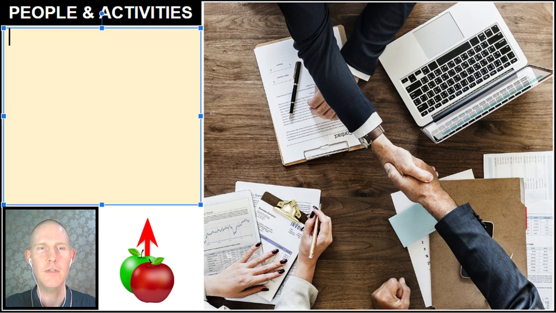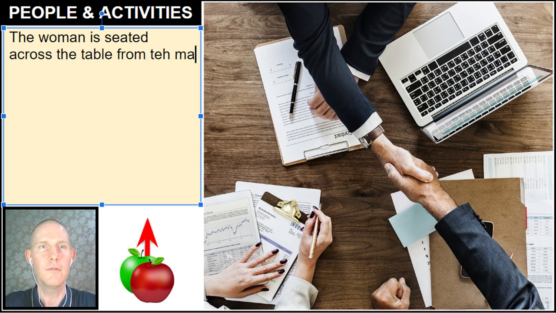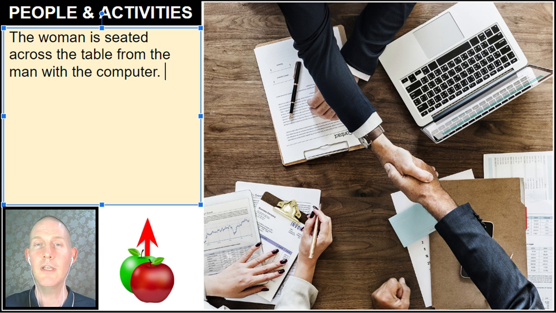Still on people and activities. All right, let's start with the woman. The woman is seated across the table from the man with the computer. Since we don't know the people's names, it could be George, Fred, and Mary, we'll use the objects to help define the people's position. So the woman is across from the man with the computer, right? So then it's obvious that it's not this guy, because he doesn't have the computer by him.